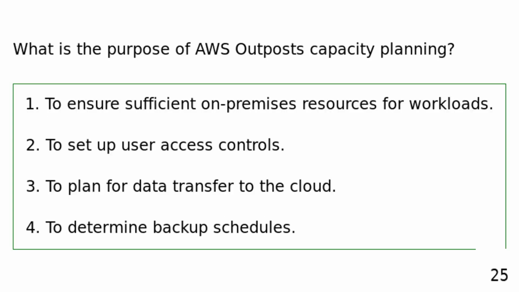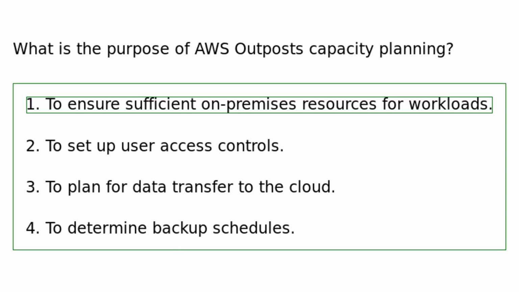operation. What is the purpose of AWS Outposts capacity planning? To ensure sufficient on-premises resources for workloads. To set up user access controls. To plan for data transfer to the cloud. To determine backup schedules. Capacity planning ensures that there are sufficient on-premises resources to handle the expected workloads without disruption.